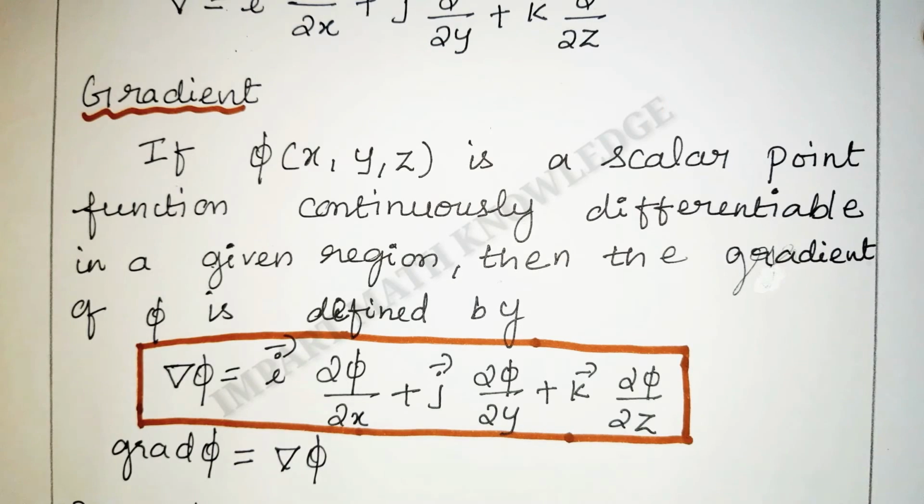Gradient. If phi of x comma y comma z is a scalar point function continuously differentiable in a given region, then the gradient of phi is defined by del phi is equal to i vector dou phi by dou x plus j vector dou phi by dou y plus k vector dou phi by dou z. Del phi is nothing but grad phi.